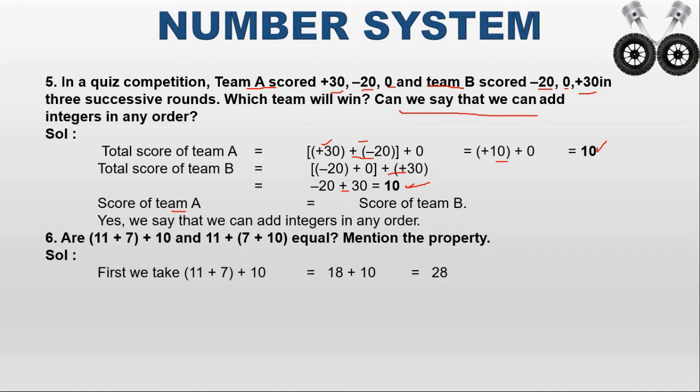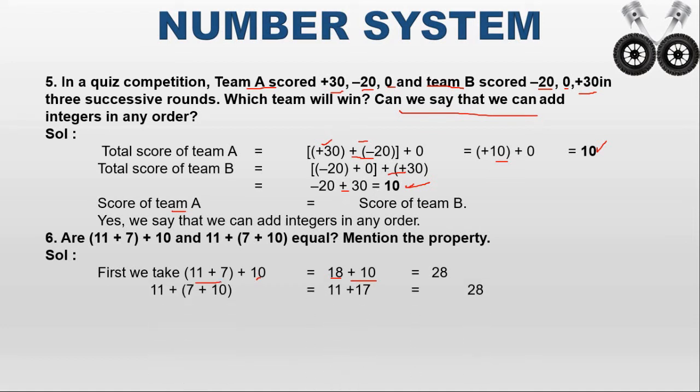The integers inside the bracket should be executed first. So we have to add the integers 11 plus 7. 11 plus 7 is 18. Next, the plus sign, and the other integer is 10. So you have to add 18 plus 10. The value is 28.